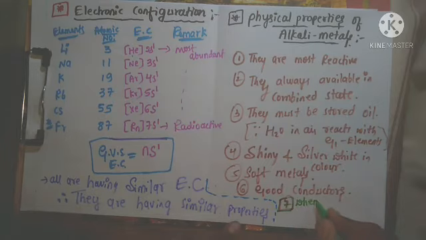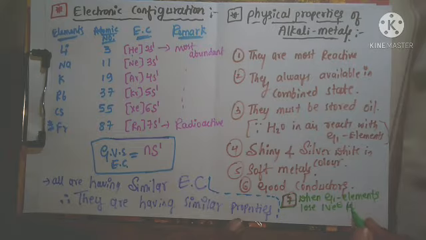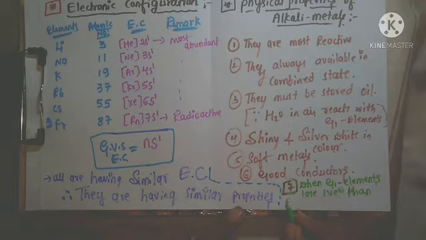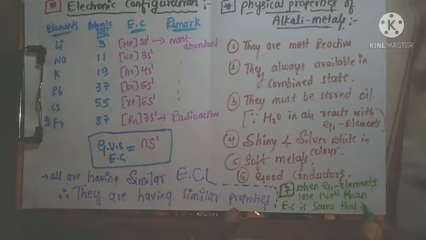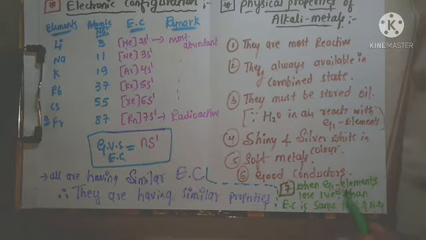When group 1 elements lose one valence electron, then the electronic configuration is the same as that of the noble gas. Once again I will tell: when group 1 elements lose one valence electron, the electronic configuration of the group 1 element is the same as that of the noble gases. That is isoelectronic configuration with the noble gases.